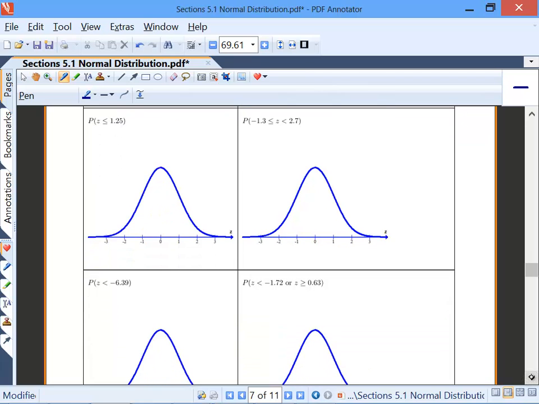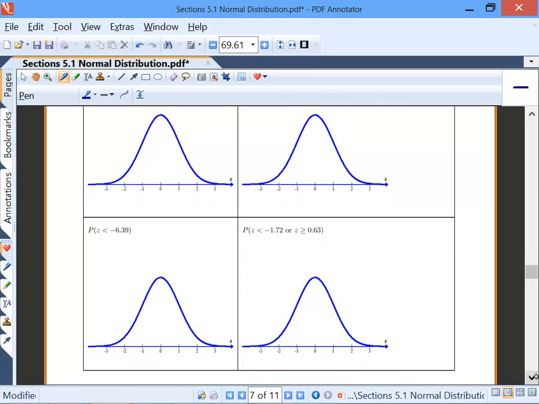I'm going to skip down to the z is less than negative 6.39. Okay. So here's my negative 6 somewhere out here. And I'm looking for the area to the left. Okay. So what do you think that's going to be? About 0. Okay. Again, if you look at your chart, it only goes to negative 3.49. So it's not even on your chart. It's off the chart. So again, I'm just going to say approximately 0.